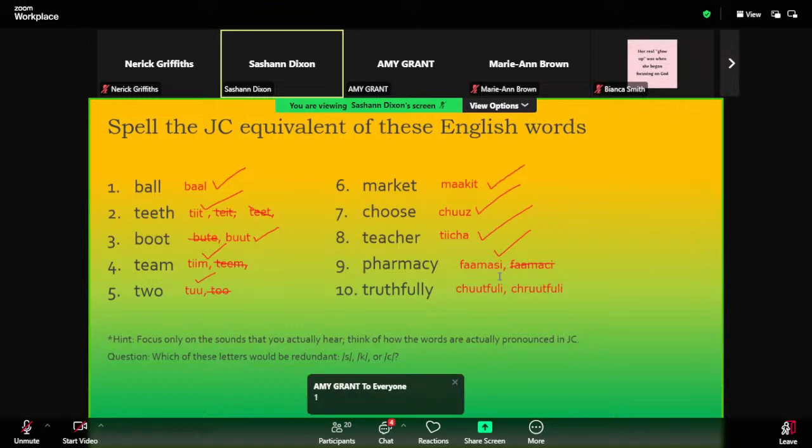Option 2, option 1. Option 1. Not too sure, but one.